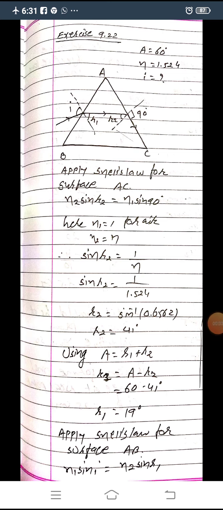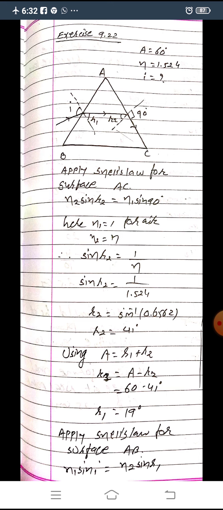Hello friends, for the example exercise 9.22, the question is: for what angle of incidence on the prism does the emergent ray just suffer total internal reflection, meaning it remains parallel to the surface AC?